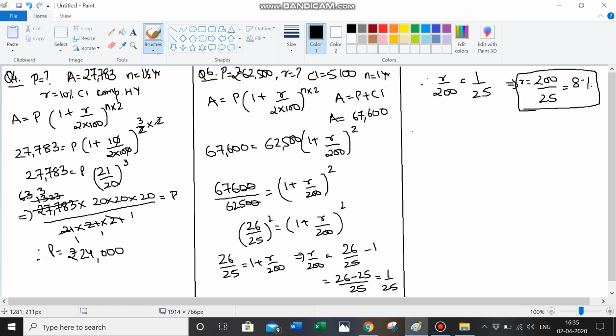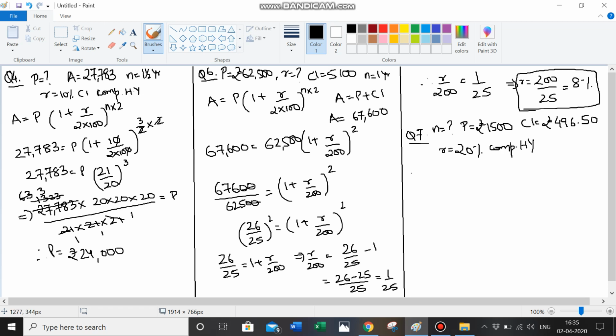Let's move on to the next question. That's question number 7. Question 7 says, in what time? So this time N is not given. In what time will rupees 1,500, which means P is equal to rupees 1,500, yield rupees 496.50 as compound interest? So the compound interest is given equal to rupees 496.50 at 20% per annum, that's a lot of interest, and compounded half yearly.